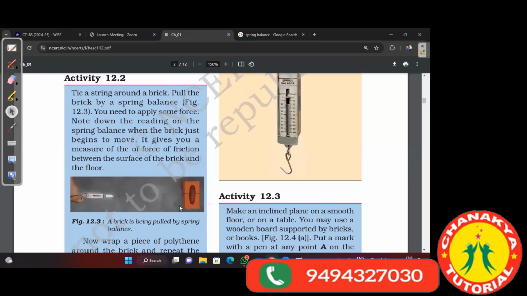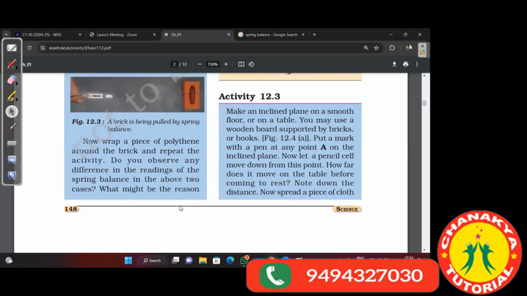So we observe here that there will be a large amount of friction acting between the floor and the brick. So the brick does not move quickly. It takes a large amount of force for the brick to move. The second case is when you wrap the brick with the polythene, so you require a lesser amount of force to pull it. Now, here is another activity.